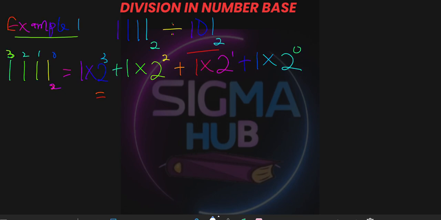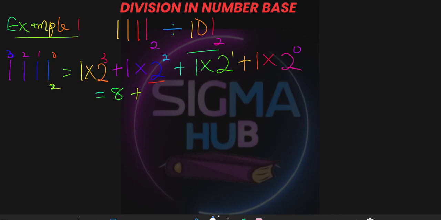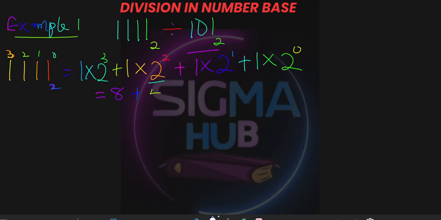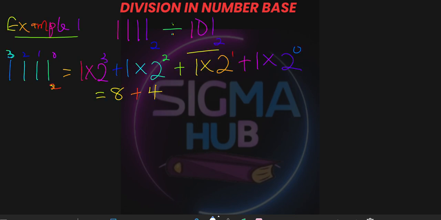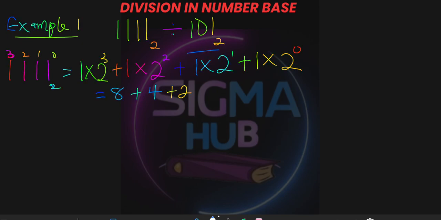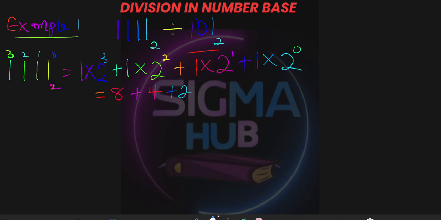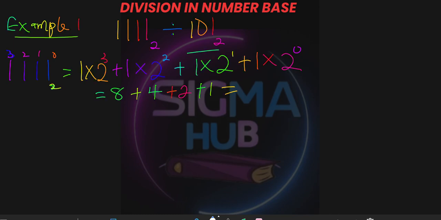8 times 1 is 8, plus 2 raised to power of 2 is 4. 4 times 1 is 4. Then plus 2 raised to power of 1 is 2. 2 times 1 is 2. Then lastly, 2 raised to power of 0 is 1. 1 times 1 is 1. So plus 1. And everything, when you add them together, gives 15.